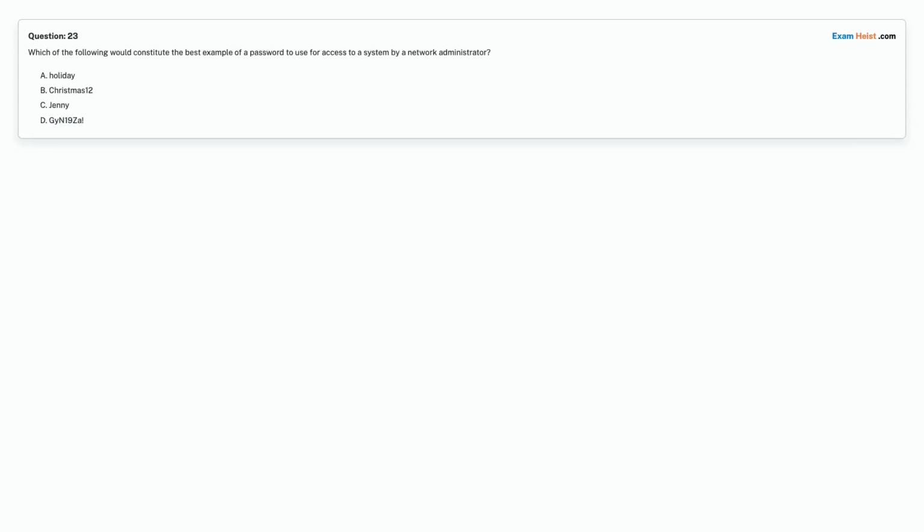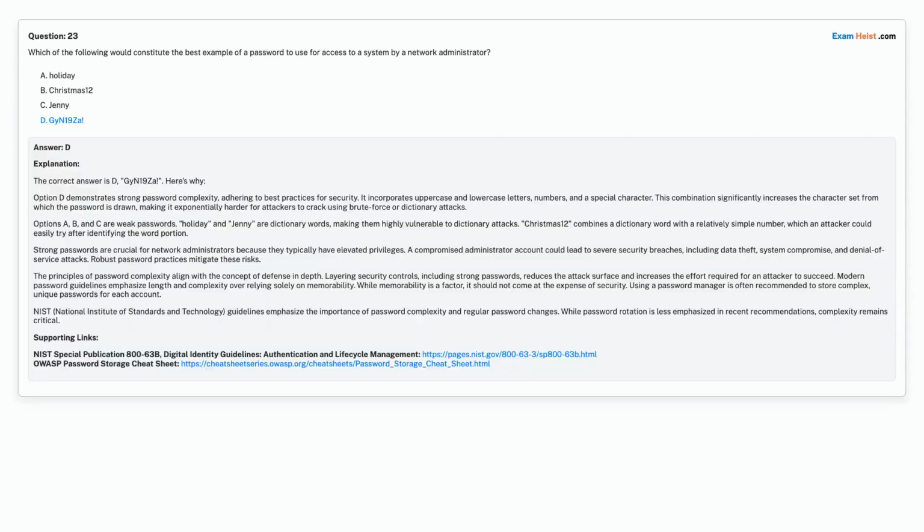Question 23. Which of the following would constitute the best example of a password to use for access to a system by a network administrator? Option A. Holiday. Option B. Christmas 12. Option C. Jenny. Option D. Guillaume 19za. Choose the correct answer. Correct answer is option D, Guillaume 19za.